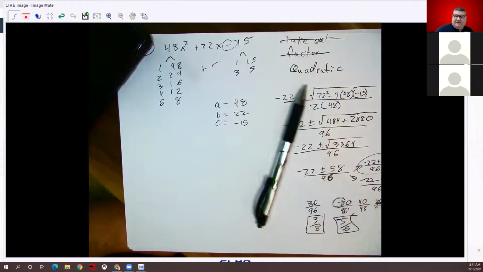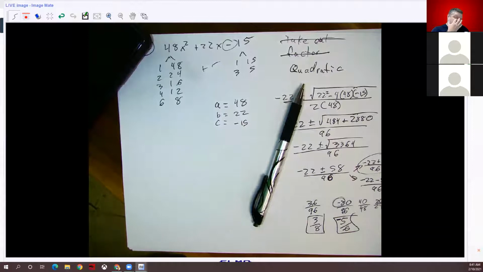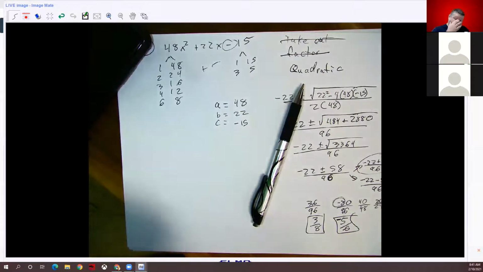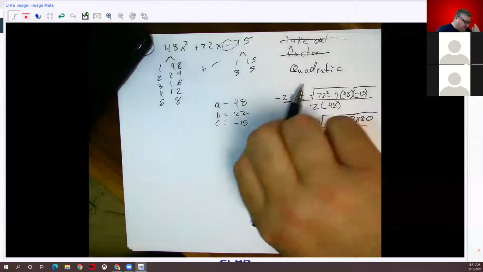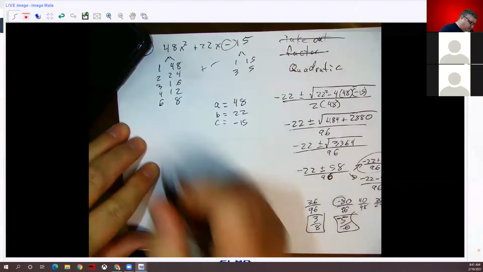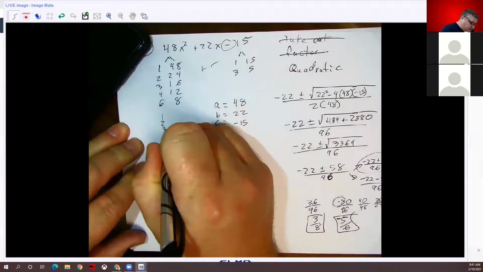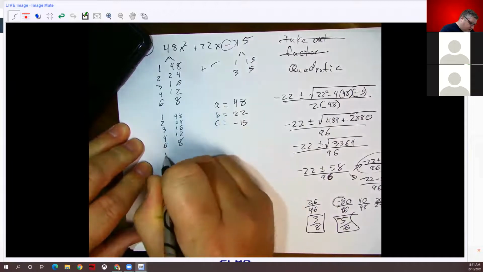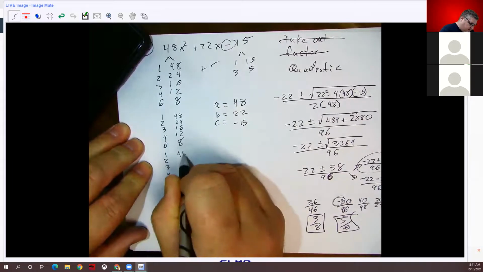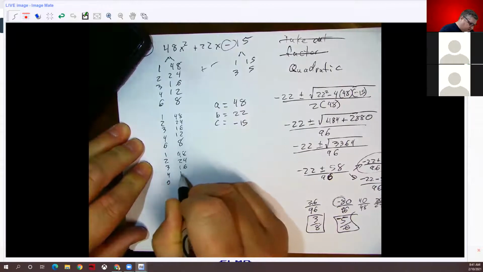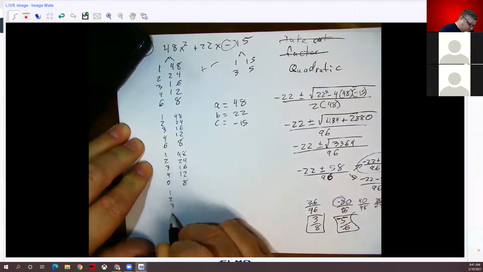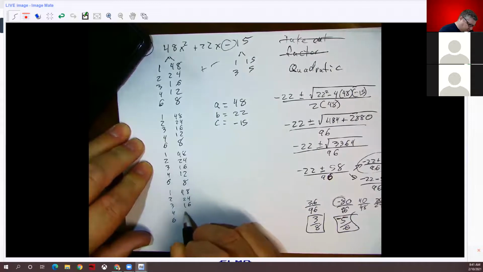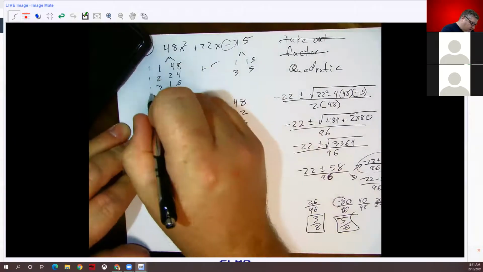Here's the thing about it. Did I do any guessing at all in this problem? No, there was no guessing. There was no setting it up. If I went over here, I could get those answers, but it would have taken 1, 2, 3, 4, 6, 48, 24, 16, 12, 8, and on the other side 1 and 15, 3 and 5.